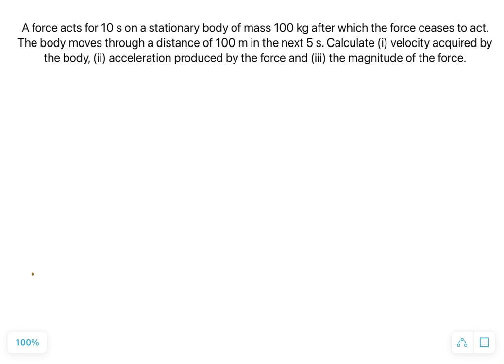A force acts for 10 seconds on a stationary body of mass 100 kilograms, after which the force ceases to act. The body moves through a distance of 100 meters in the next 5 seconds. Calculate velocity acquired by the body, acceleration produced by the force, and magnitude of the force.